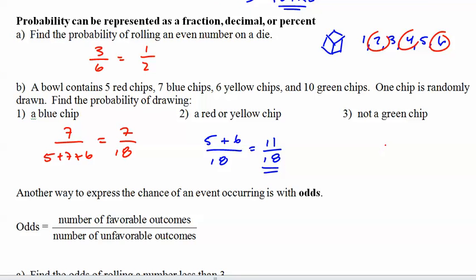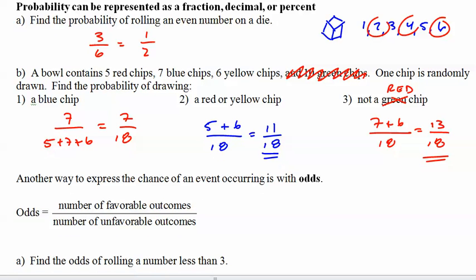Oh, and I've actually forgotten that there's 10 green chips, so I'm going to ignore that just because I've already done all that math. Let's say not a red chip. Well, that's the same as saying a blue or a yellow chip, so it would be 7 plus 6 over 18, 13 over 18. Apologies, my bad. Just keeping things moving.